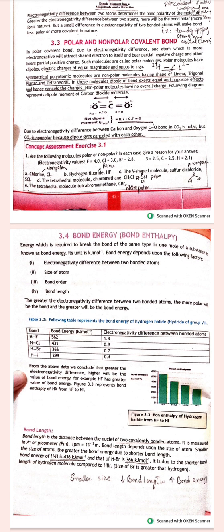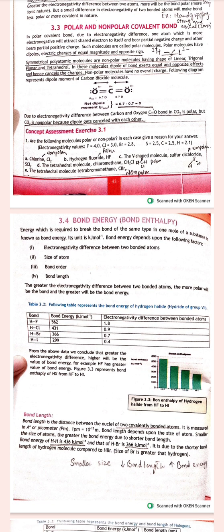Now, what are polar and non-polar covalent bonds? In a polar covalent bond, due to electronegativity difference, the more electronegative atom attracts the shared electrons to itself and bears a partial negative charge, and the other bears a partial positive charge. Such molecules are called polar molecules. Polar molecules have dipoles, electric charges of equal magnitude and opposite sign. Like the example of NaCl, which has polarity, so it's an ionic compound.